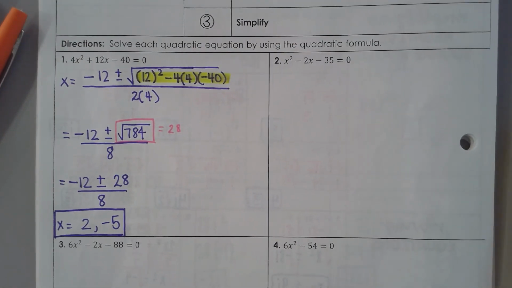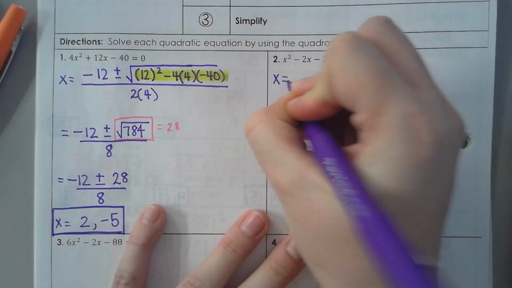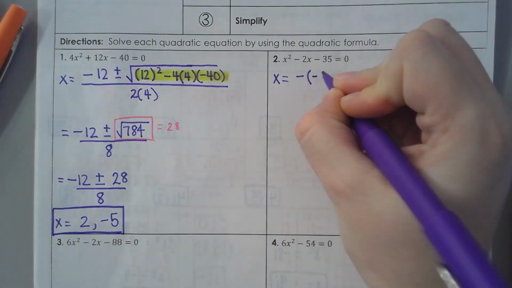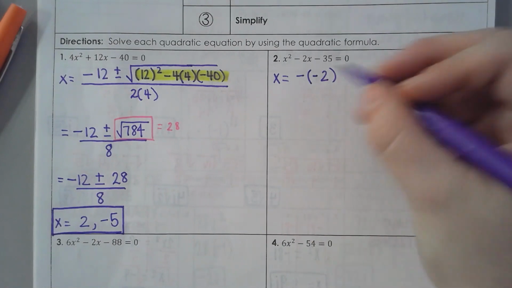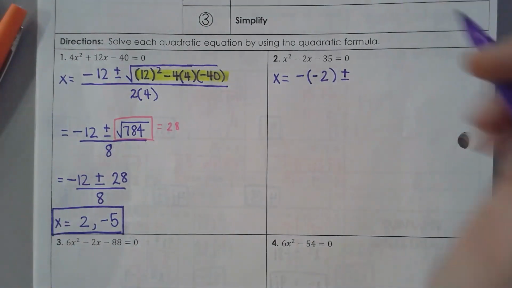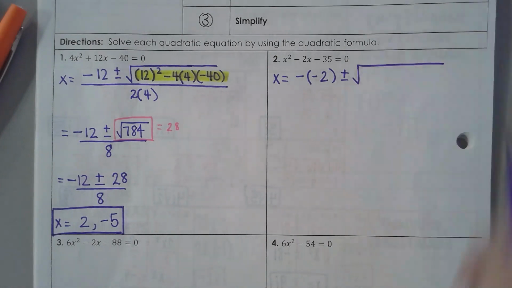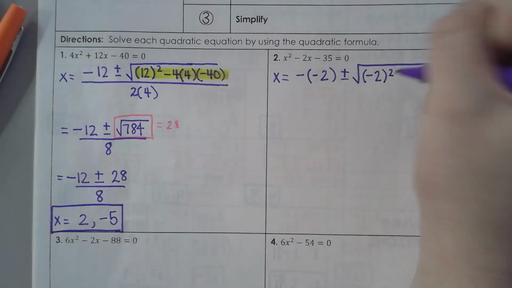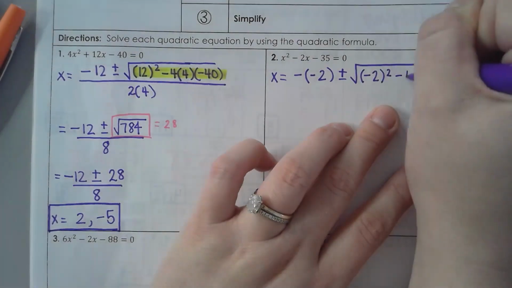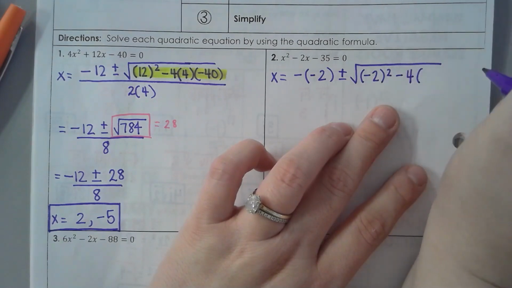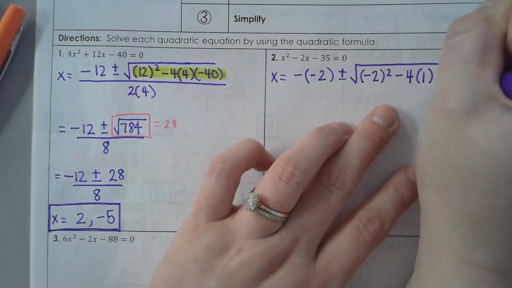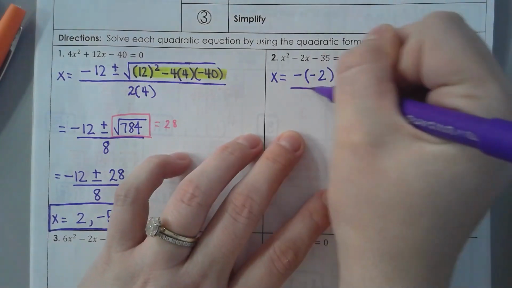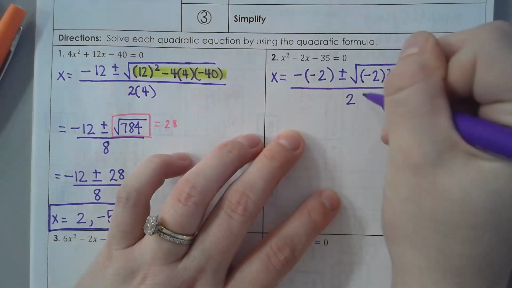Let's go to number 2. x equals negative, what's my b? Negative 2. So I really have negative 2 plus or minus the square root of negative 2 squared minus 4. What's my a? 1. And what's my c? Negative 35. Good. And all of that is over 2 times 1.